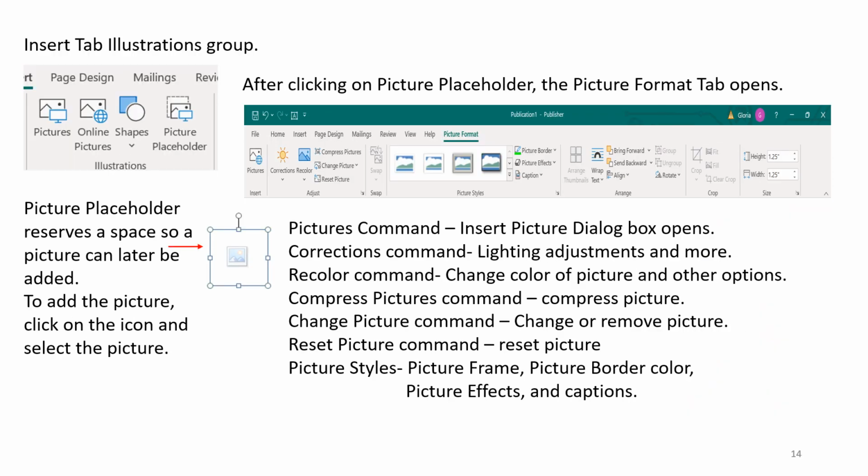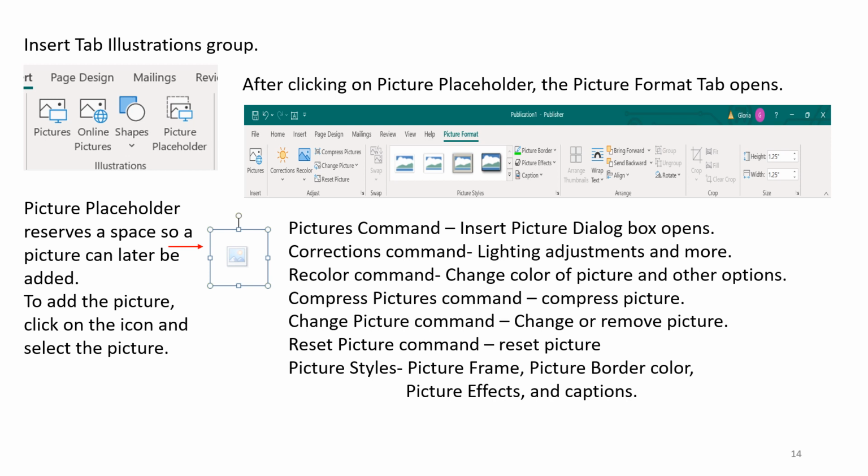Insert tab, Illustrations Group. After clicking on Picture Placeholder, the Picture Format tab opens. Picture Placeholder reserves a space so a picture can later be added. To add the picture, click on the icon and select the picture. Pictures command, Insert Picture dialog box opens.